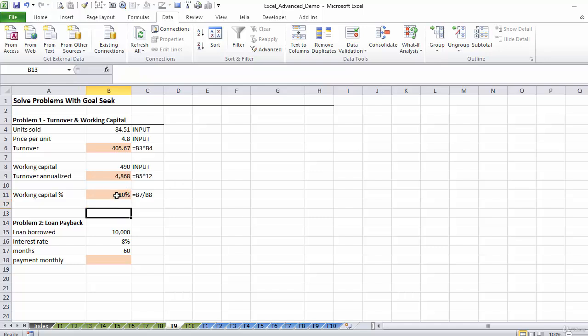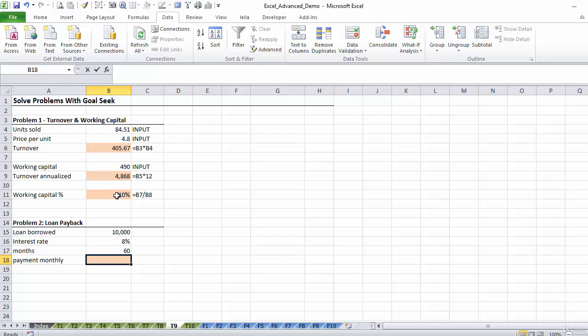You can also use goal seek to calculate things like loan payback. So let's say you want to borrow a loan worth $10,000. You have an interest rate of 8%. The amount of months is 60, so you can pay this back in 5 years. And how much do you need to pay back on a monthly basis?